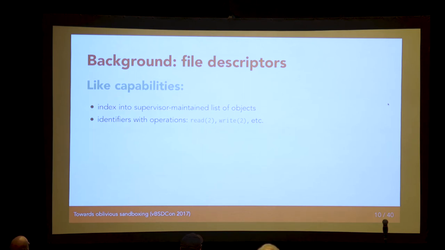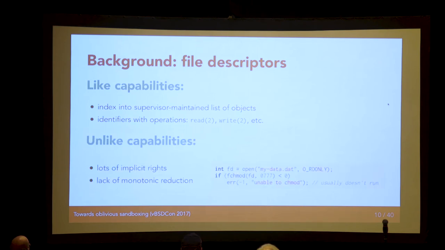File descriptors provide you with an index into a supervisor-maintained list of objects. There are operations that can be performed on these objects, and there are some limitations in place. However, along the way, when we went from capabilities to PSOS to Multics to Unix, in the name of pragmatism, which is generally a good thing, something was lost. What was lost was the rigorous focus on being able to restrict and limit the operations that can be performed on files. File descriptors carry lots of implicit rights. You may not be allowed to read from this file, but you can chown it or chmod it or something.